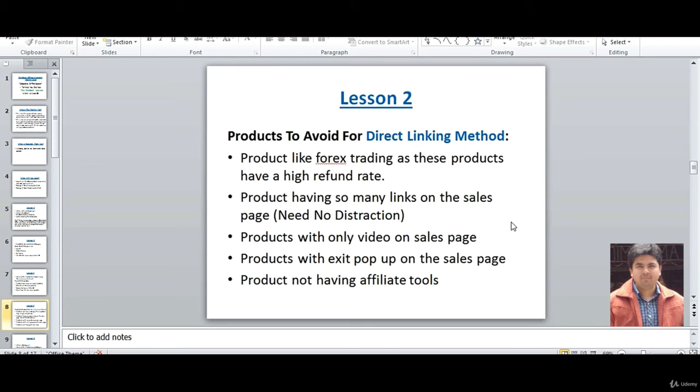We should avoid products with only a video on the sales page, because it can increase the bounce rate of the page. Let's say the person is not comfortable with the accent of the video, he can leave the site. It would be better if the page has the video and the content too, so that it can engage the visitor, and the chances of closing are high in that case. We also have to avoid products with an exit pop-up on the sales page.